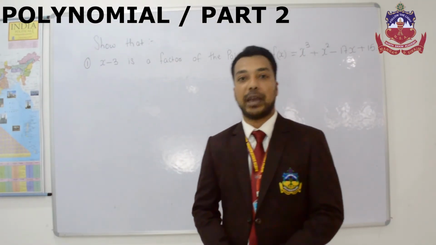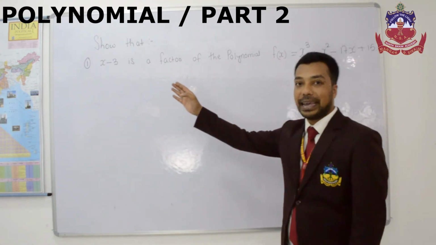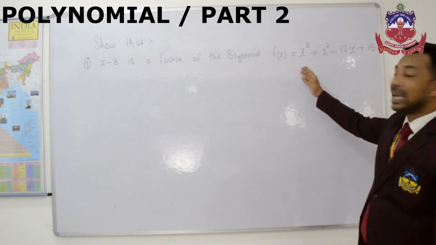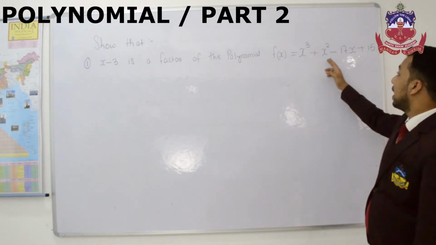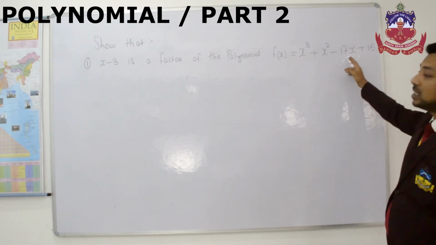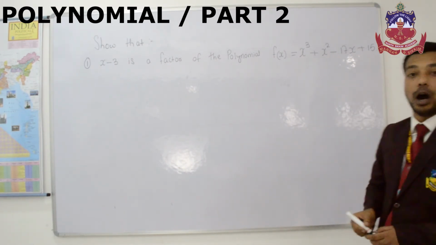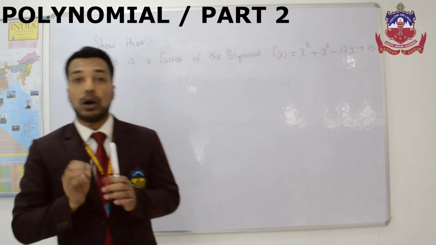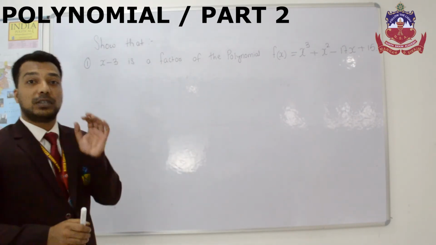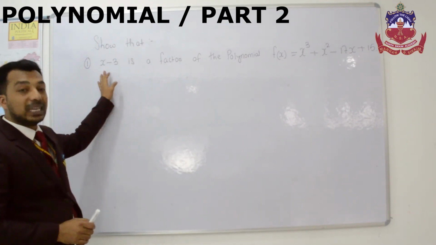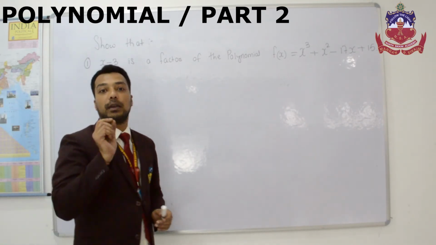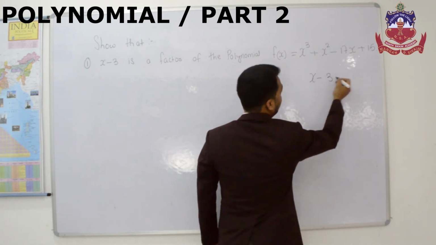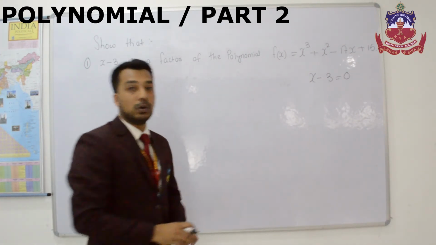The question that we have is: show that x minus 3 is a factor of the polynomial f(x) equals x to the power 3 plus x to the power 2 minus 17x plus 15. Now how can we find out whether x minus 3 is a factor or not? In order to find the factor, the first step is that the smaller expression has to be converted into an equation by writing it equal to 0. That is x minus 3 equals 0.